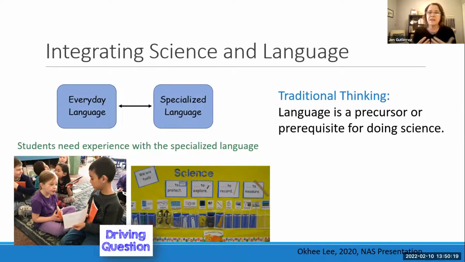And I think this is a really good place to start with teachers and think about this. Traditional thinking says that language is a precursor or prerequisite for doing science. I will tell you right now, nothing makes me angrier when I hear this. I used to engage in argument every day, almost faithfully, with my wonderful friend who was the ELA specialist when we were both at the Department of Ed. And she said, kids have to understand that language first before they can jump into science. And I was like, wow, that's wrong.